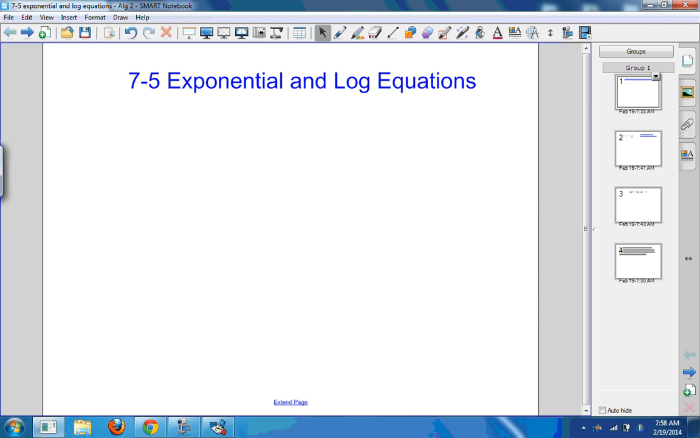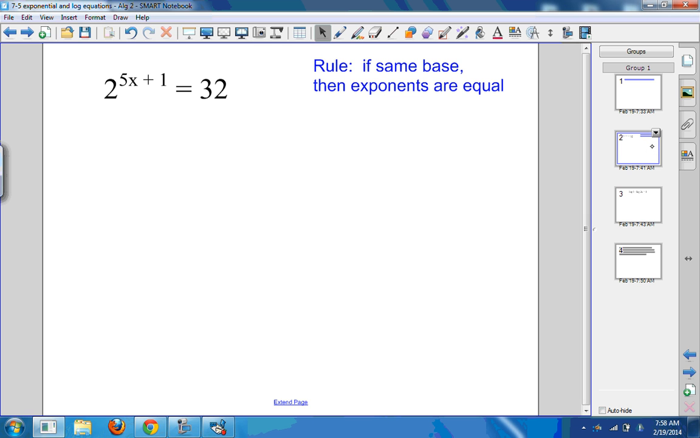Today we're going to look at exponential and log equations. So we're going to put together all the rules and properties that we've learned and actually solve for some variables, which I think is a little bit more exciting than what we've been doing. With all the rules that we've learned, we can solve problems like these.